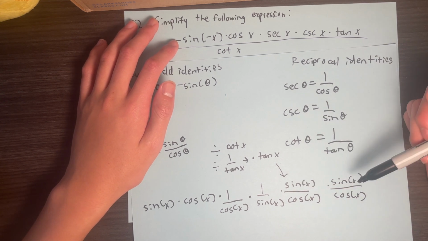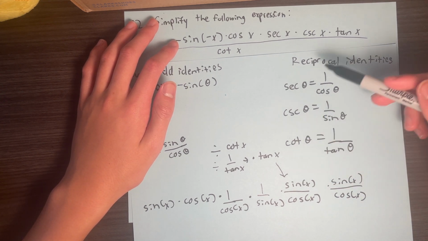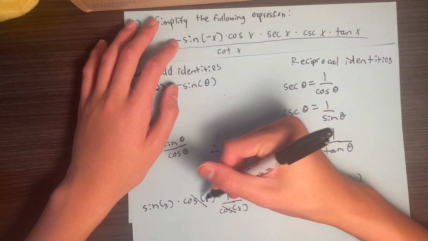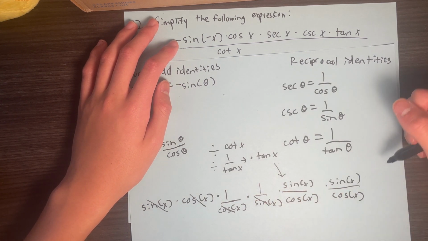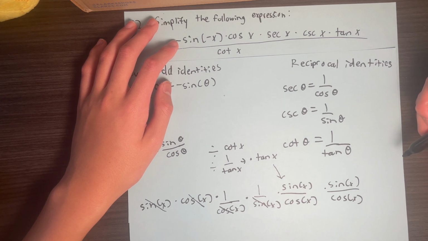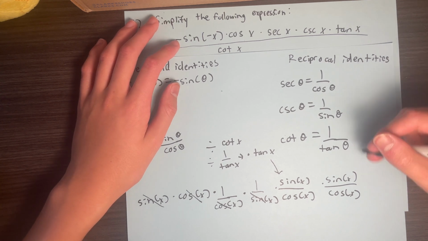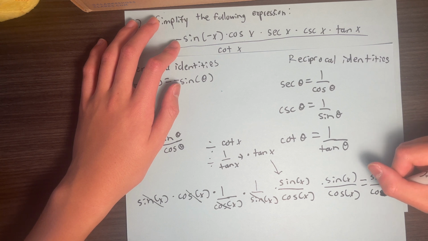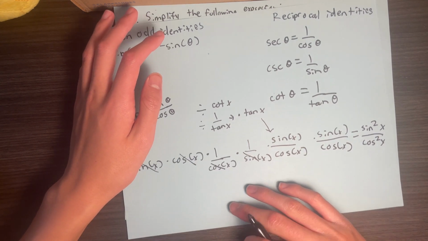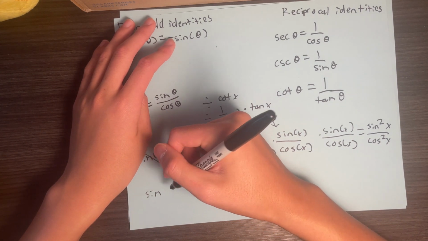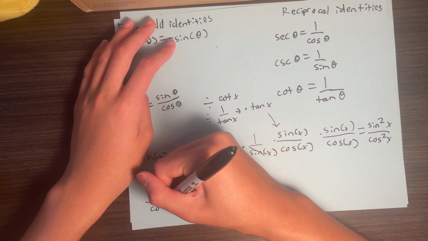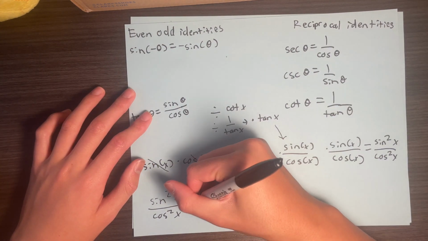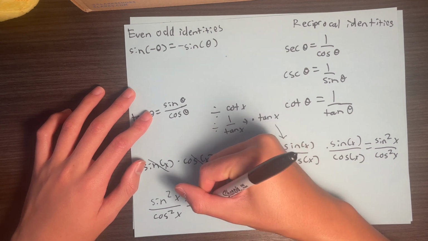Now we see we have some like terms with sines and cosines, especially with the reciprocal identities. Now we can cancel. So cosine of x, sine of x, and all that's left is sine x over cosine x times sine x over cosine x. This is equal to sine squared of x over cosine squared of x. If you notice, tangent is equal to sine over cosine, so this will be equal to tangent squared of x.